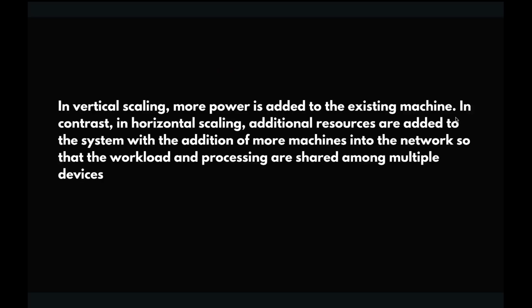So first of all, what happens in vertical scaling is that more power is added to the existing machine. Whereas in horizontal scaling, instead of adding more power to the existing machine, we add multiple machines such that the load can be distributed among the multiple machines, and the workload can be processed and shared among the multiple devices. That's the main difference.